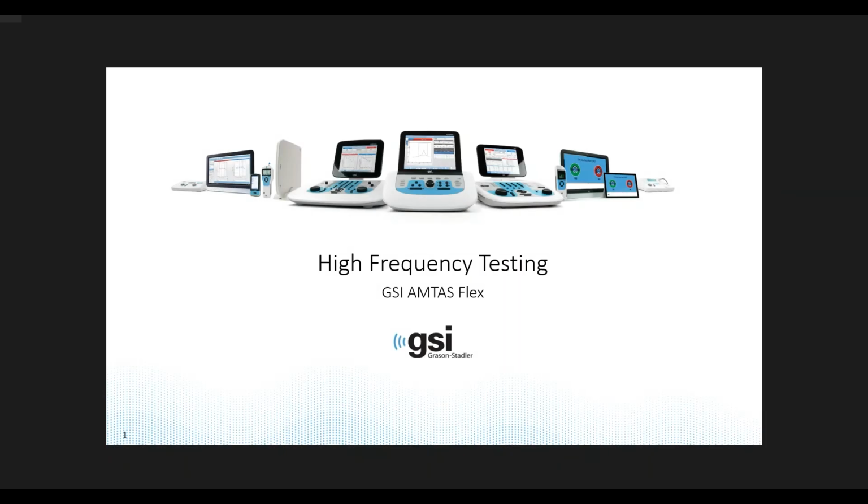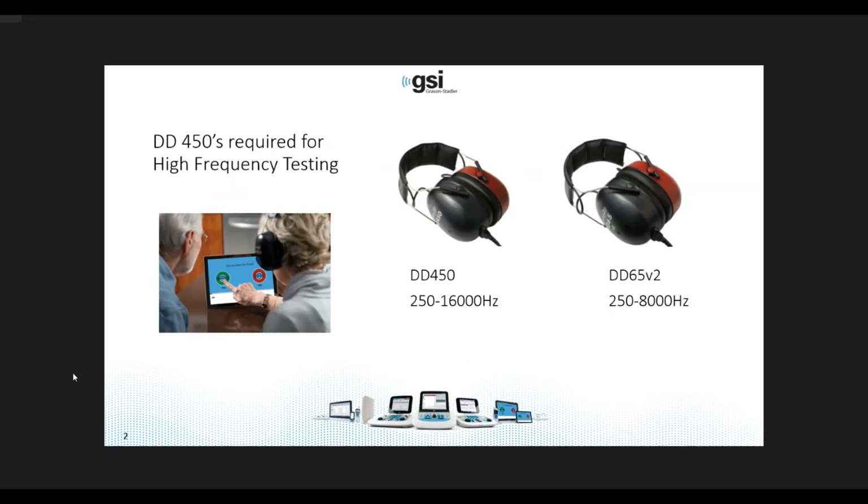You now have the ability to do high frequency testing. However, at the same time that we released 1.4, we also introduced a new transducer option, which is shown here on the right, which is the DD65 V2s. And those transducers, which look a lot like the DD450s, which you see here on the left, only have the range between 250 and 8K. So if you have those transducers, you will not be able to do high frequency testing.